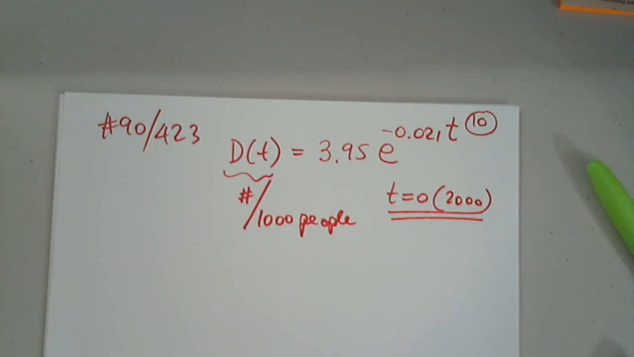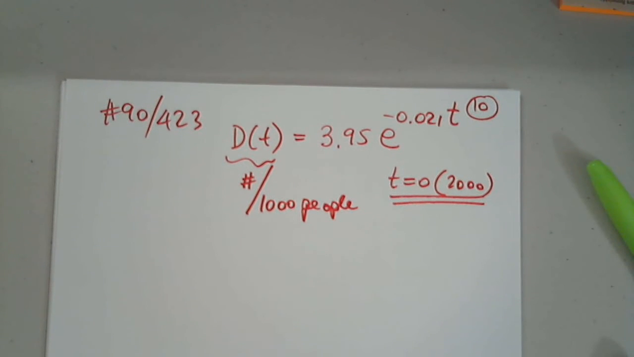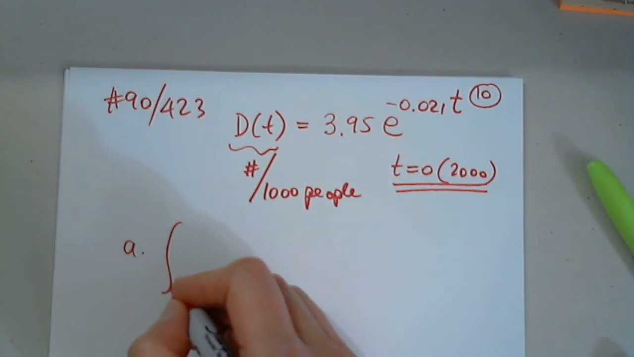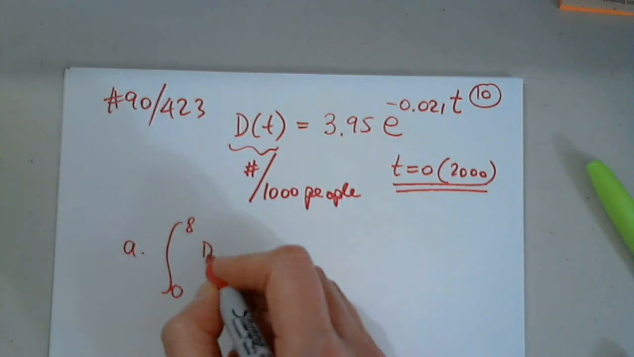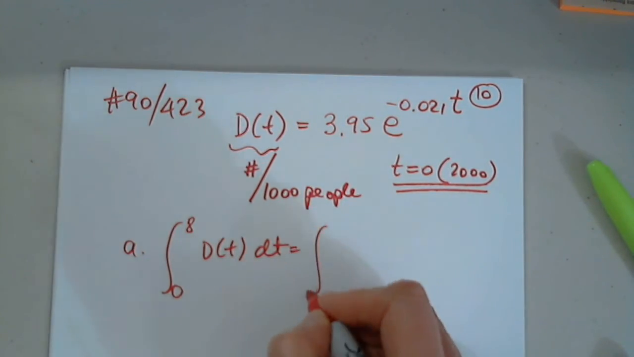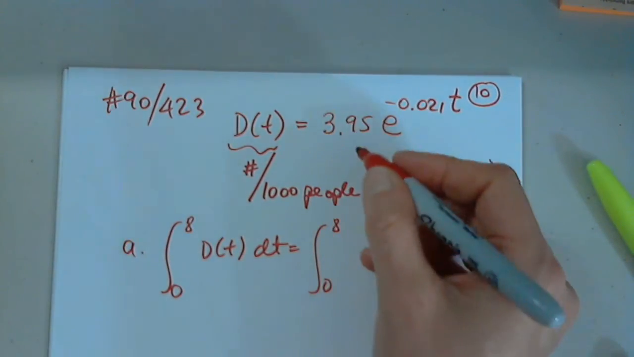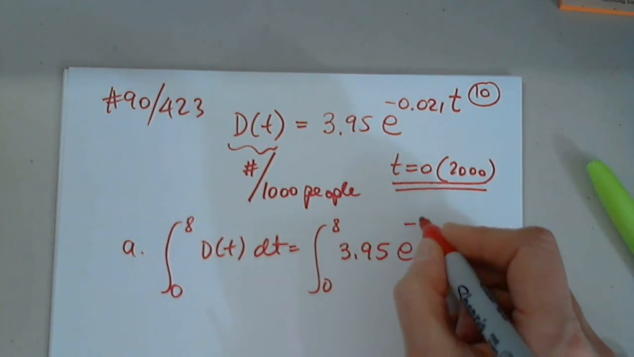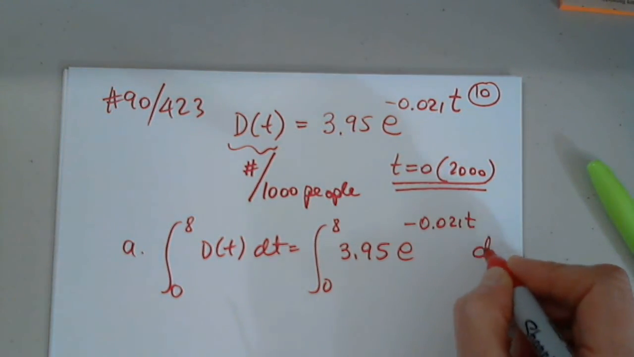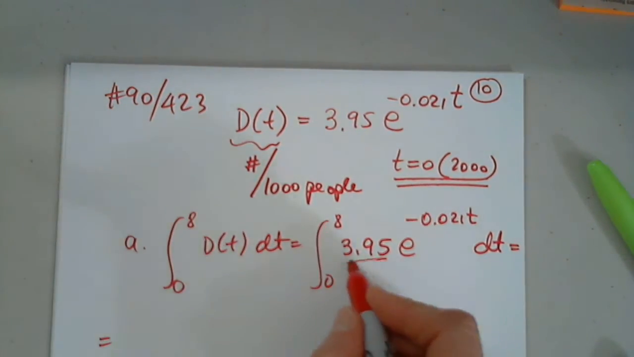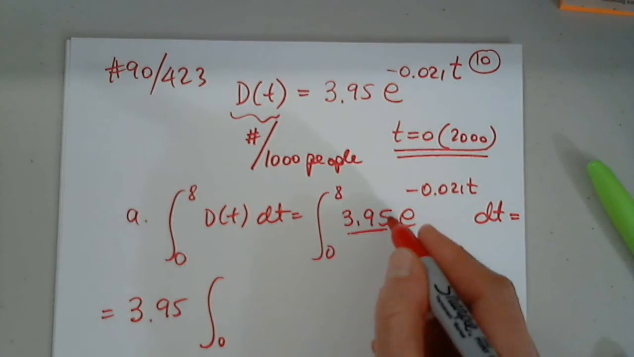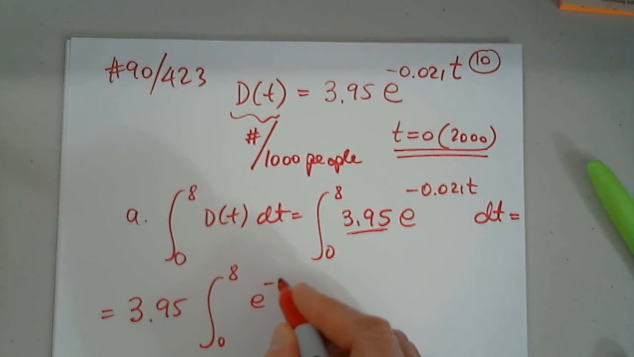Find the total number of divorces per 1,000 people in the U.S. from the year 2000 to 2008. Note that this is given by, in part A, the integral from 0 to 8 of D(t) dt, which is the integral from 0 to 8 of 3.95 e to negative 0.021t dt. That constant can go outside, it's a factor.